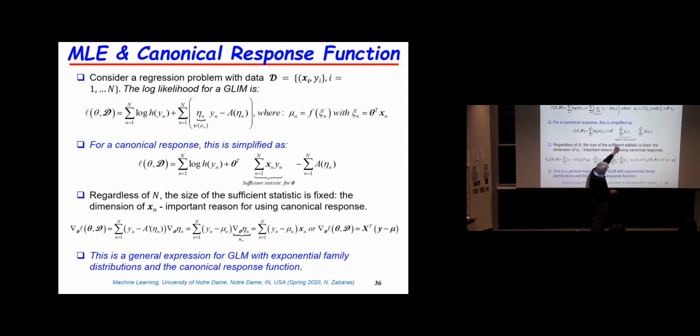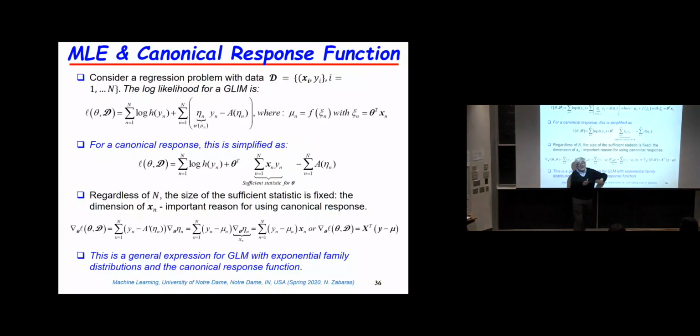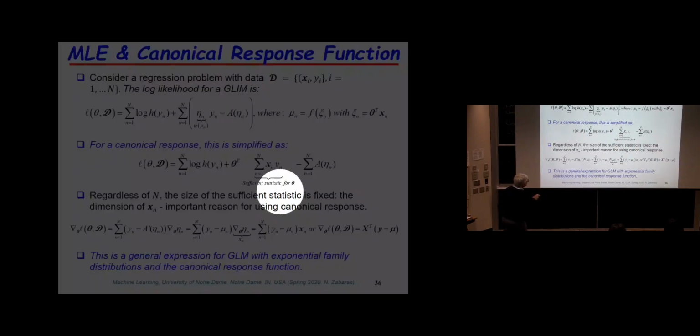The summation of xn yn. And that's why you notice that I call this the sufficient statistic for theta. So it's very nice. It tells you that the inputs and the outputs together as a product, that summation, is what you need to be able to compute theta. This is actually amazing that you get some result that looks like this, okay?